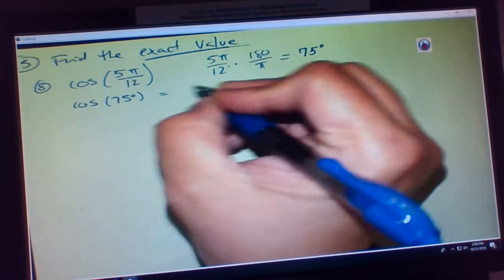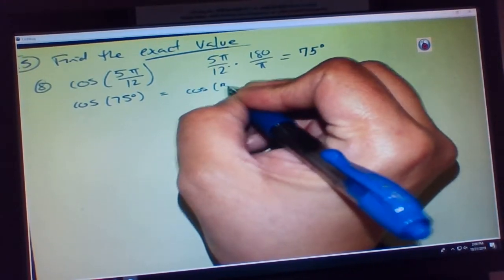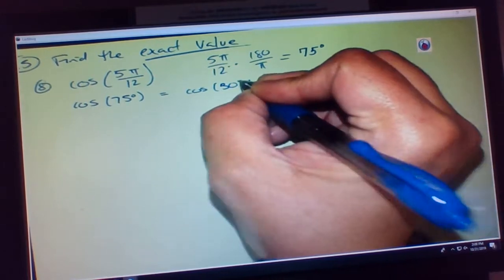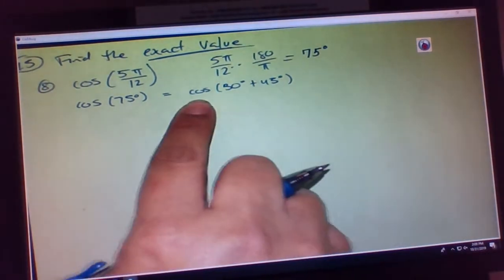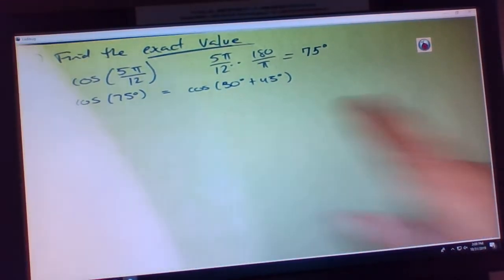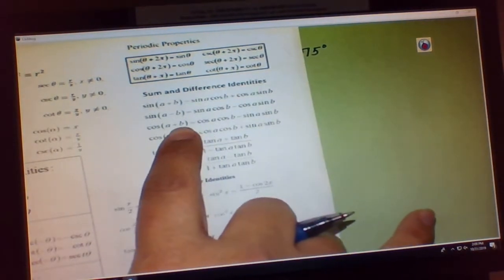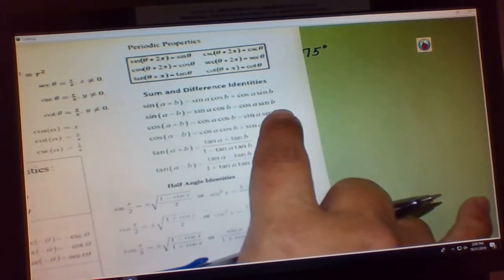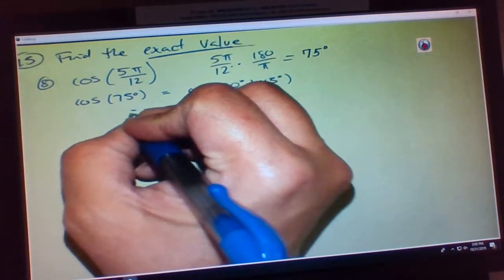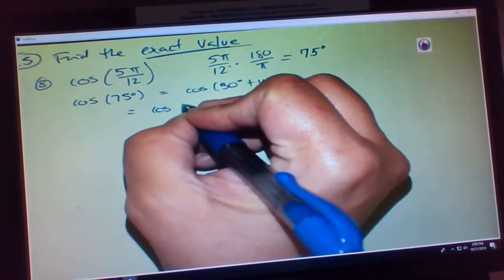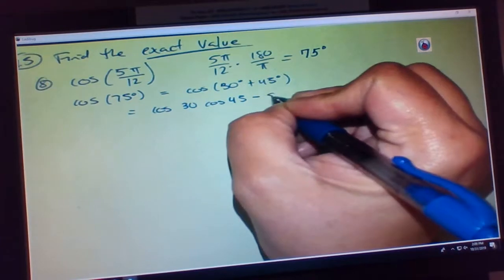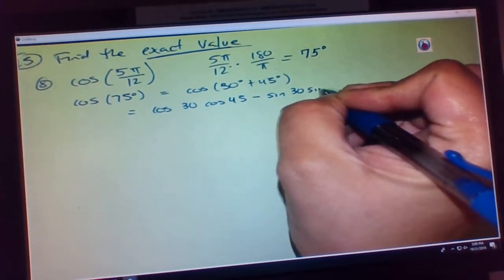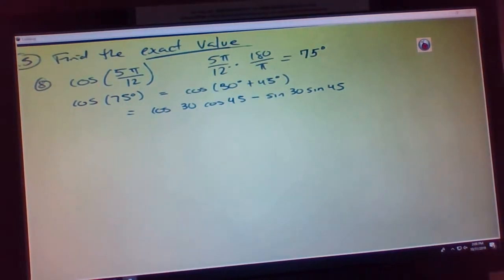45 and 30. So this becomes cosine of, I'm going to put 30 plus 45, smallest degree first. It should give you the same answer either way. It does. So cosine, and this is a sum and difference. So we're going to do cosine of an addition, of a sum. This is the formula you would have to use. So this is cosine of 30, cosine of 45, minus sine of 30, sine of 45, using your sum and difference identities.